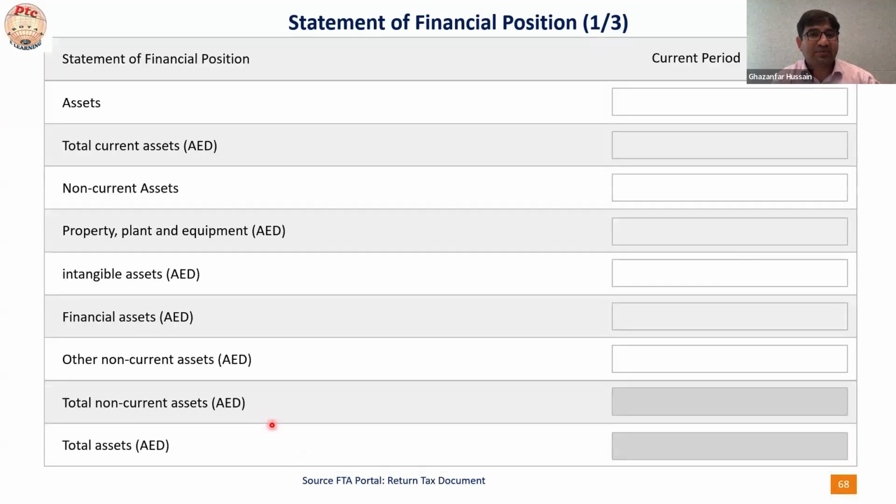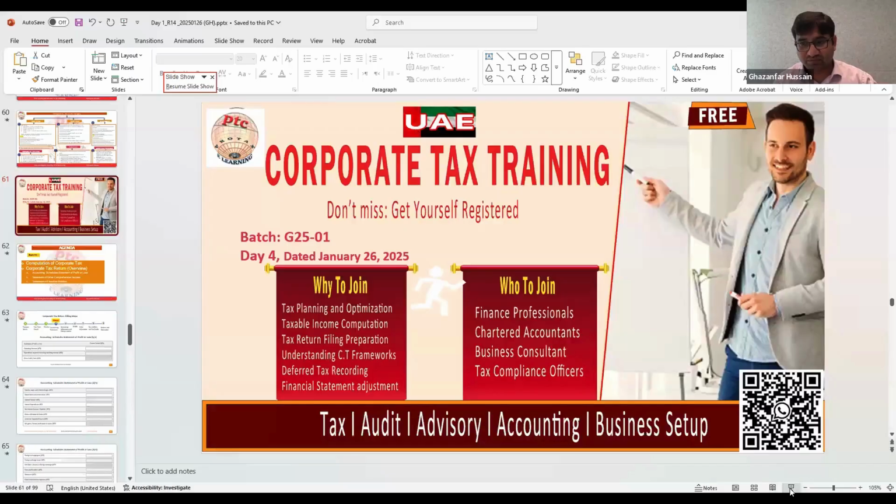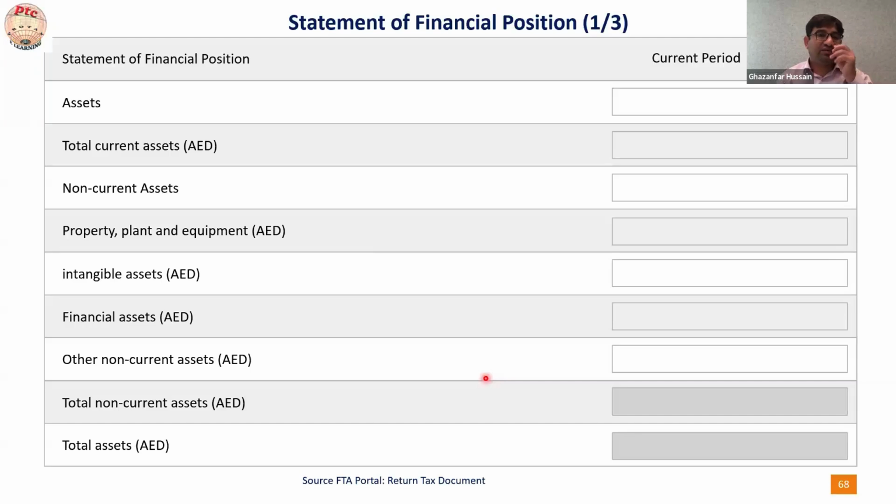Let's see the financial statement. These are the common items that we go through. We are already familiar with that because these are part of the IFRS reporting. There will be assets, non-current assets, property, plant, intangible assets, financial assets. All these financial assets would be as per the applicable IFRS. All this reporting would be as per IFRS.